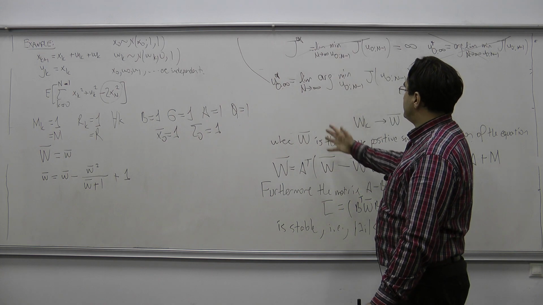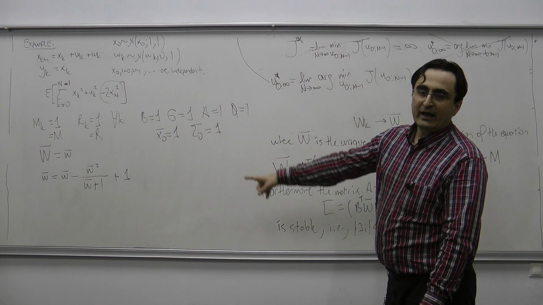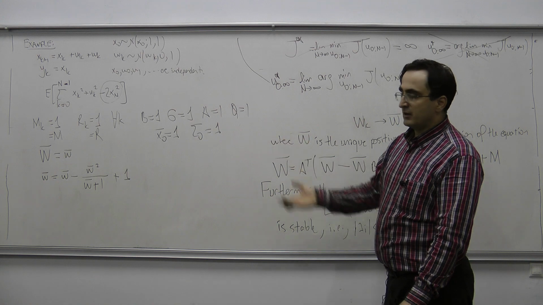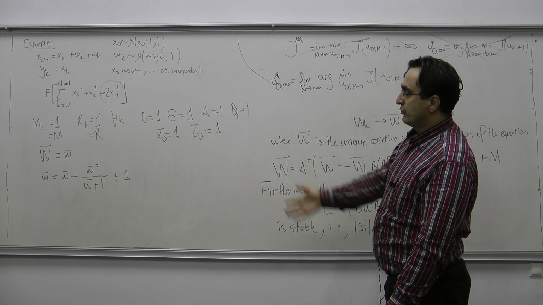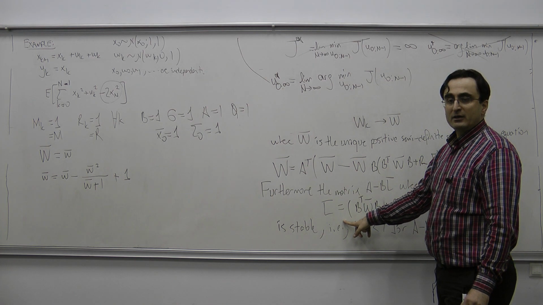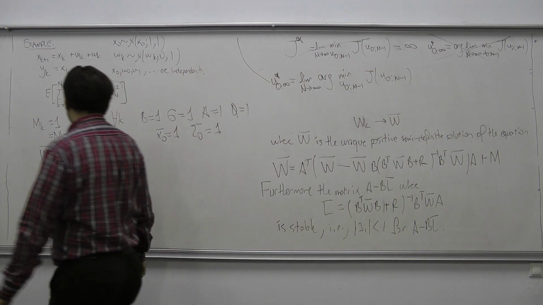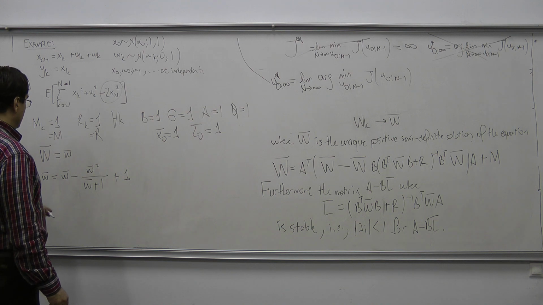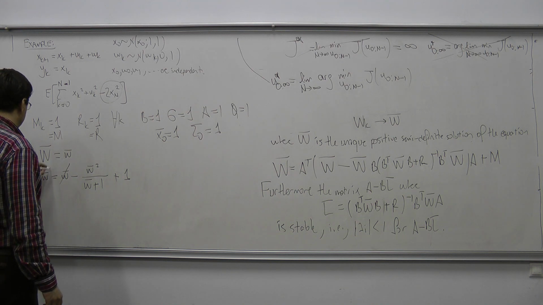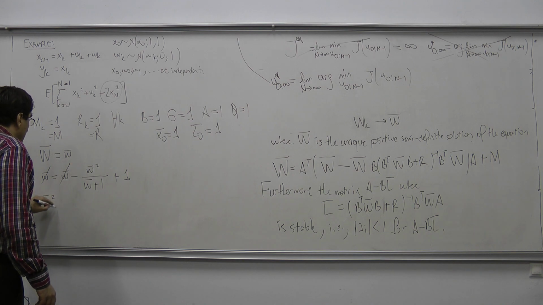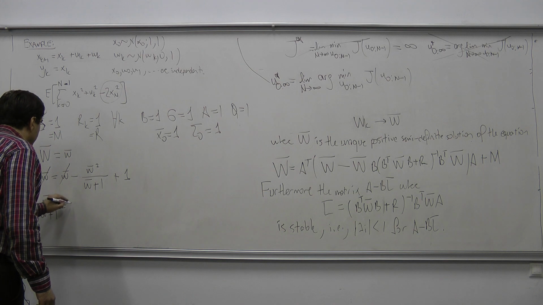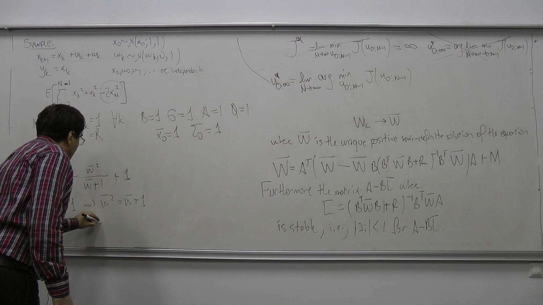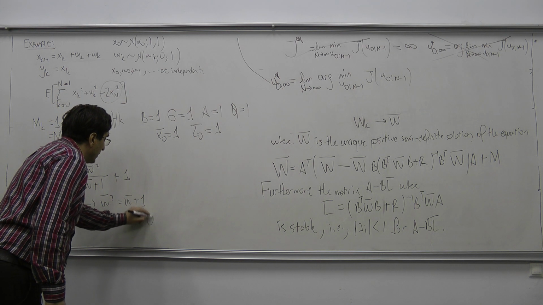So the theorem predicts that the equation has a unique positive semi-definite solution, which means in the case of a scalar, a unique non-negative solution, and that solution is going to determine our steady state feedback gain. So these terms would be cancelling. I would have W bar squared over W bar plus 1 is equal to 1. So W bar squared is equal to W bar plus 1. And I would have W bar squared minus W bar minus 1 is equal to 0.